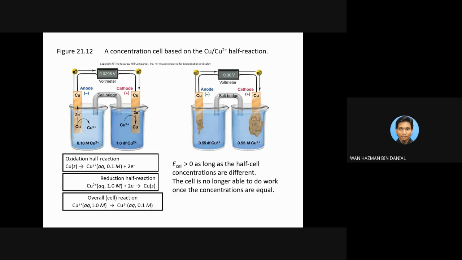So kita tengok contoh in this case kita ada satu from 0.1 molar of copper. This one is 1 molar of copper. Kita ada difference in concentration. So over time dia akan undergo oxidation reduction reactions, until it reach the equilibrium. Okay, dia akan samalah. Okay, pun boleh juga berlaku.